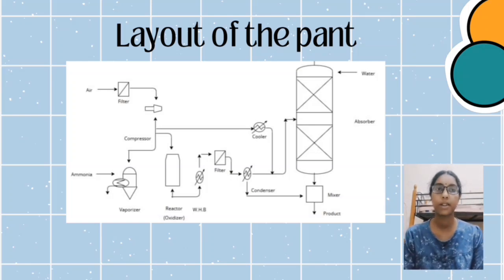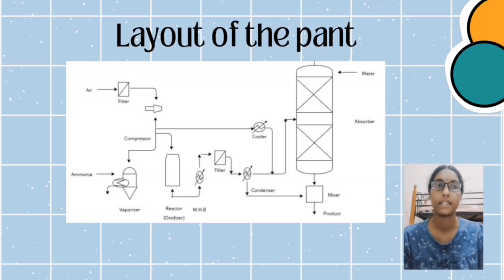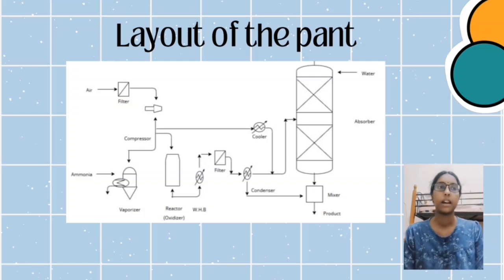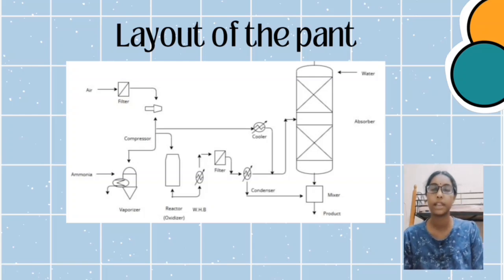Okay, first air goes through a filter to remove dust and then gets compressed. At the same time, ammonia is heated in the vaporizer and turns into gas. The air and ammonia mix and enter the reactor where they react to form nitric oxide. The hot gas passes through a waste heat boiler to save energy, and a filter removes any remaining particles.